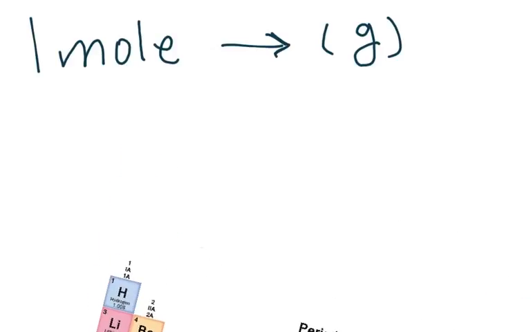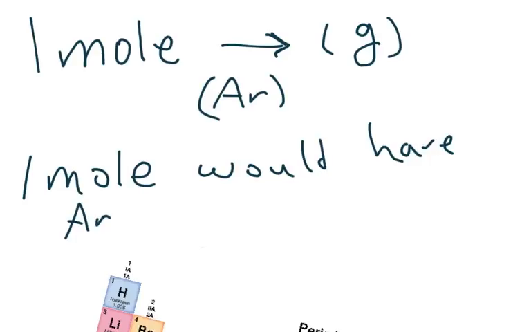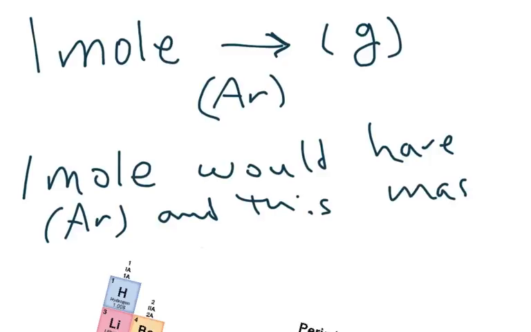Okay, so right now we have something called the AR. And what we do is basically think like this: 1 mole of anything would have an AR that we can find from the atomic table, and this would give us this particular mass in grams, okay?